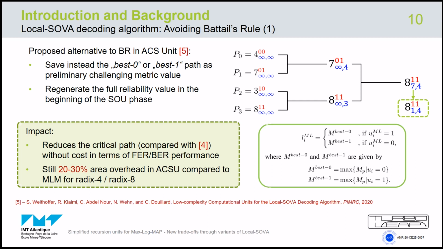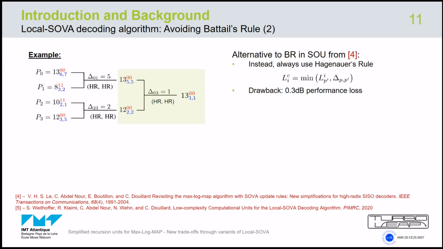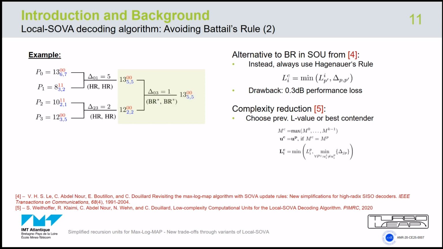There, also we want to avoid the use of Bataille's rule as much as possible. And in the original publication of the local-SOVA in the IEEE Transactions on Communications, it was already suggested to simply replace the Bataille's rule with the simpler Hagenauer rule altogether. Since the consequence is a 0.3 dB loss in error correcting performance, we proposed to instead replace the Bataille's rule with the following update rule.